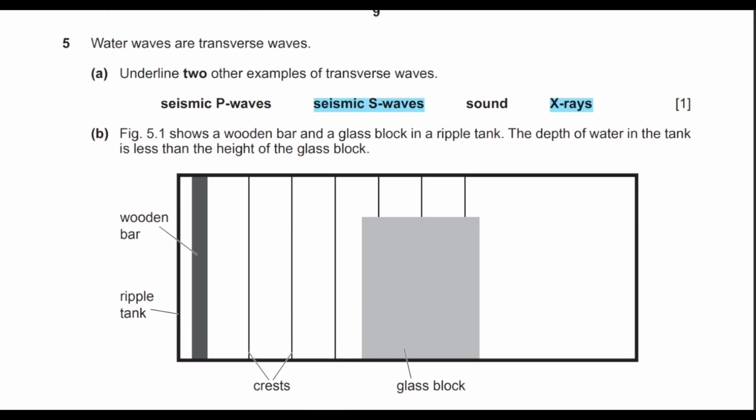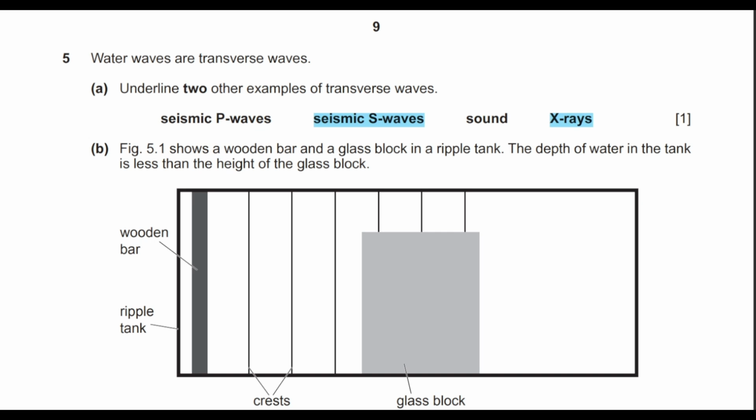Question number 5, it says water waves generate transverse waves. Underline two other examples of transverse waves. So one of them is the seismic S wave and the other one is X-ray.